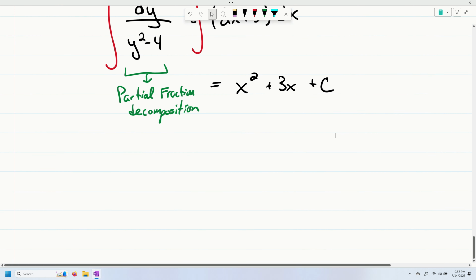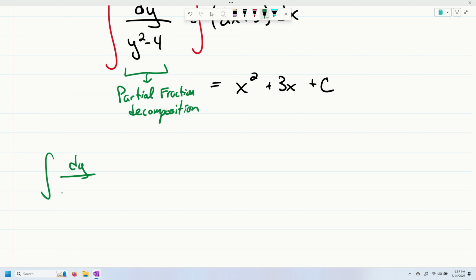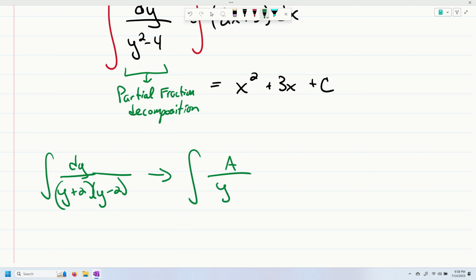So I'm going to leave my marker in green. So this is just going to be the integral of dy over the quantity y plus 2 times the quantity y minus 2. That's y squared minus 4's difference of squares. So we know this is going to end up being the integral of A over y plus 2 plus B over y minus 2, because those are non-repeating linear factors.